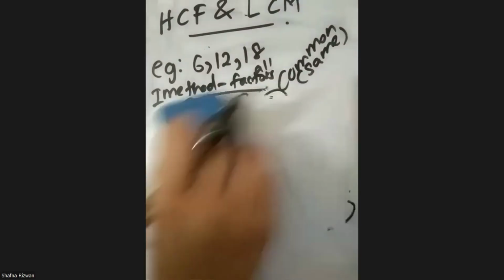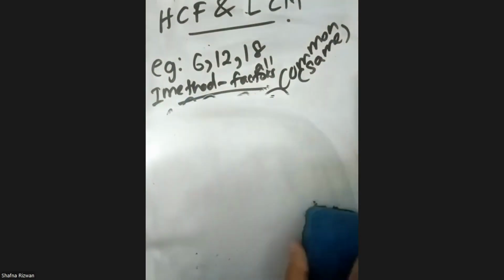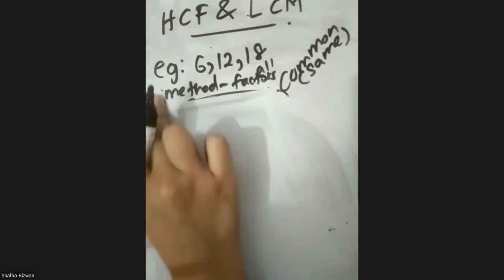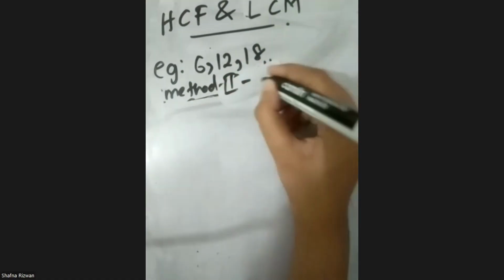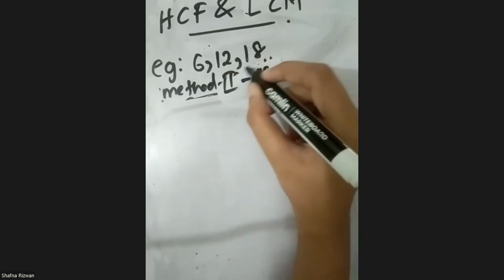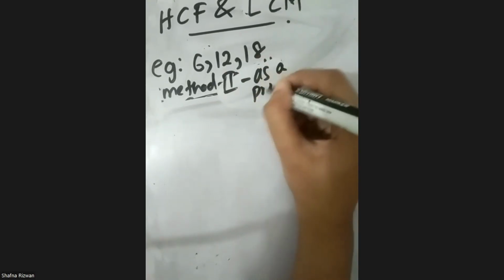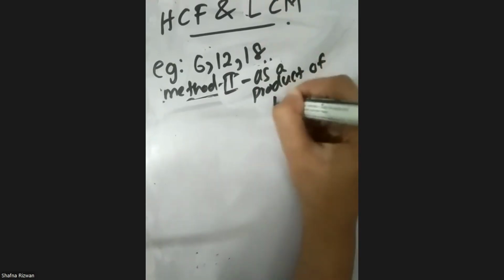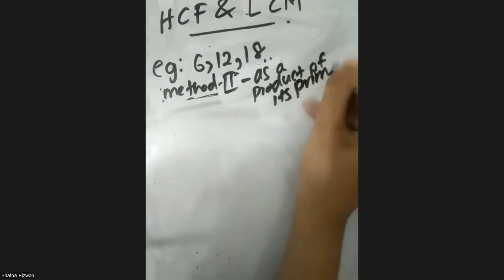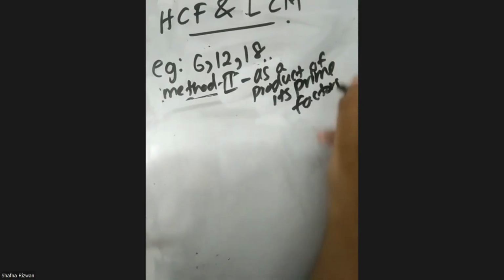Now after that, let's go to method 2. Okay, now let's go to method 2 using the same numbers. What's method 2? You write these numbers as a product of its prime factors. You are going to write all of these numbers as a product of its prime factors.